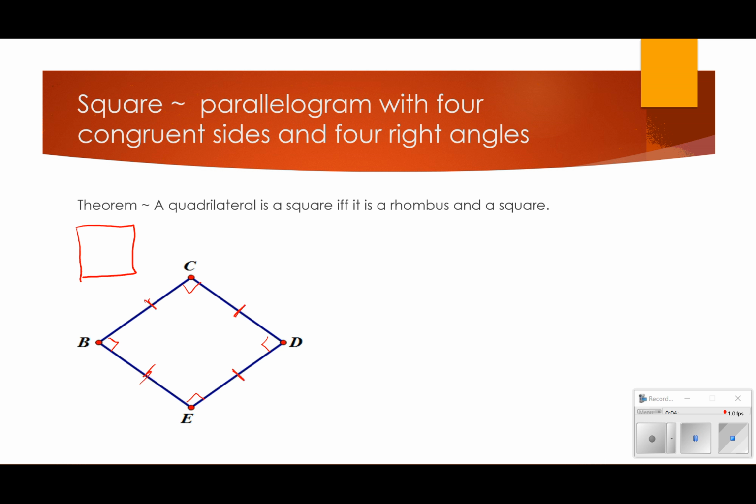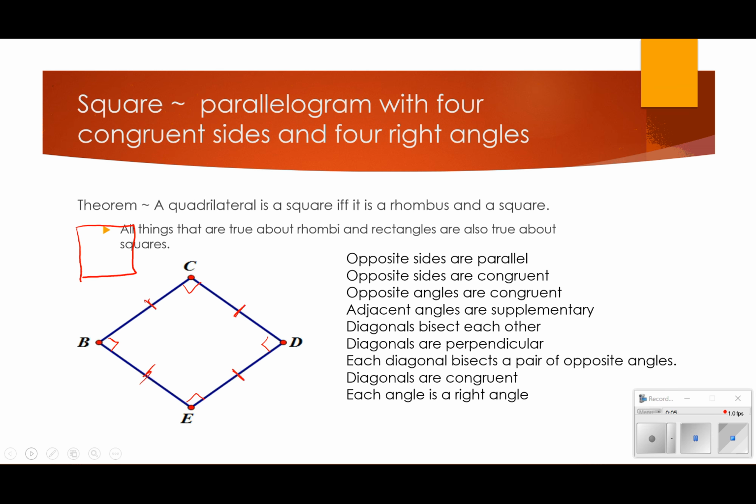The other thing with the square is we have a theorem that says a quadrilateral is a square if and only if it is a rhombus and a rectangle. So remember, that means that that definition is reversible because it's got that if and only if statement, and it's the best definition you can get. So all things that are true about rhombi and rectangles are also true about squares. So we've got all those properties.